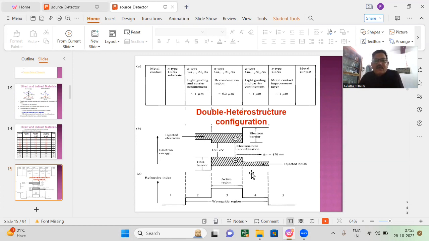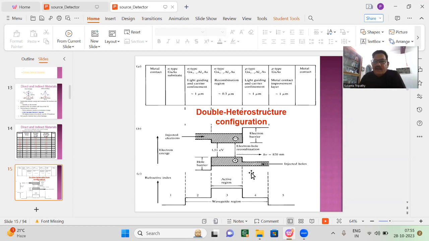So therefore, by using a double structure configuration, by suitably changing the band gap in these three different regions, and by suitably changing the refractive index in these three different regions, we are now in a state to realize the carrier confinement and optical confinement. And this carrier confinement and optical confinement will ensure that the light will be emitted from a very small region, this recombination region, which is sometimes also called the active region, whose dimension is of the order of few micrometer, and here this is 0.3 micrometer. So this is all about the double heterostructure configuration.